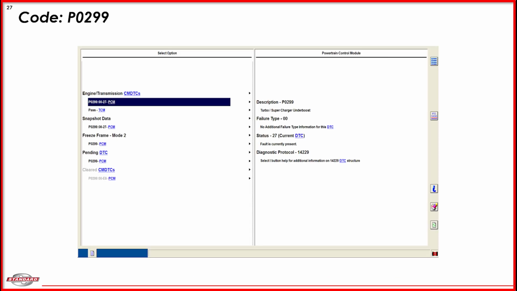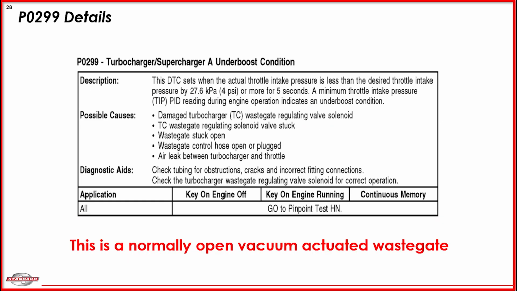So the technician went in, checked DTCs, pulled codes, and sure enough, there's our P0299 turbocharger underboost performance code. There was a subcode 27, where the fault was currently present. So we've got a hard fault here. We know something is not working properly, and it's right now. So we have to do a little bit more digging.